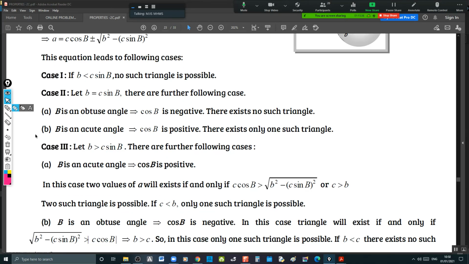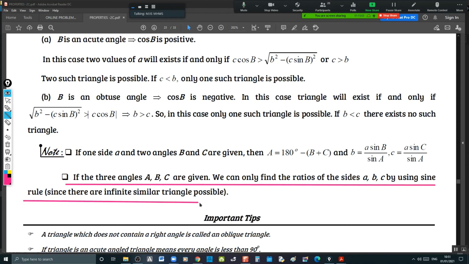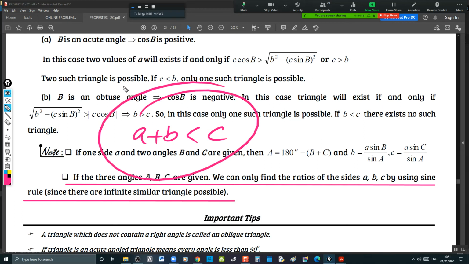They can be recognized using properties like this. If three angles A, B, C are given, we can only find the ratios of the sides a, b, c using the Sine Rule, since there are infinitely many similar triangles possible. This is what you have to understand. Mainly, the triangle inequality, a plus b greater than c, and all these are to be used while finding the solutions of triangles.